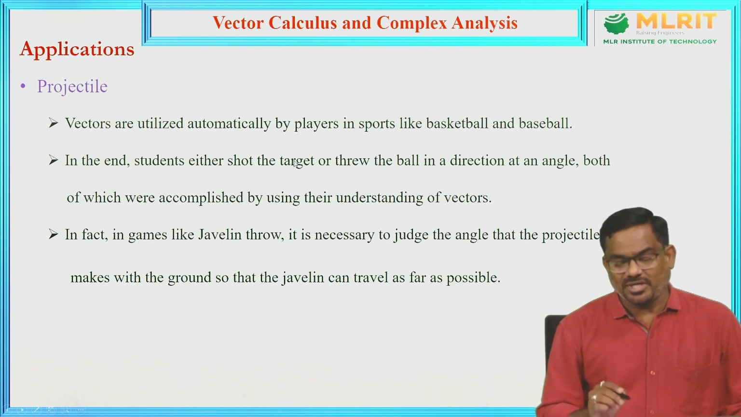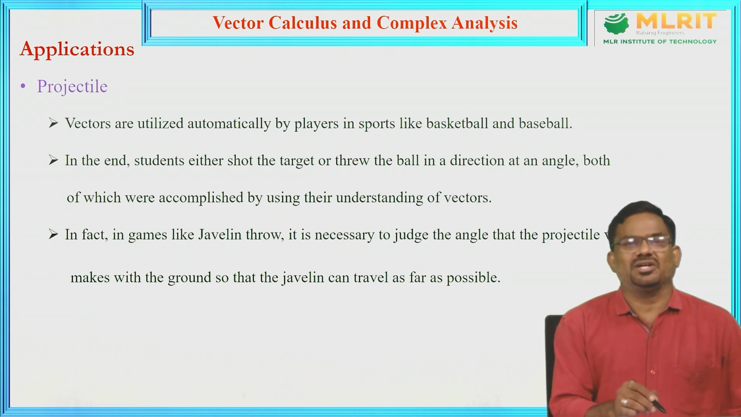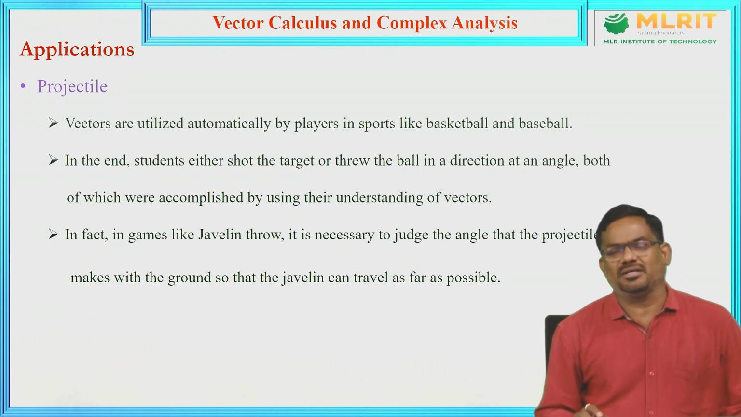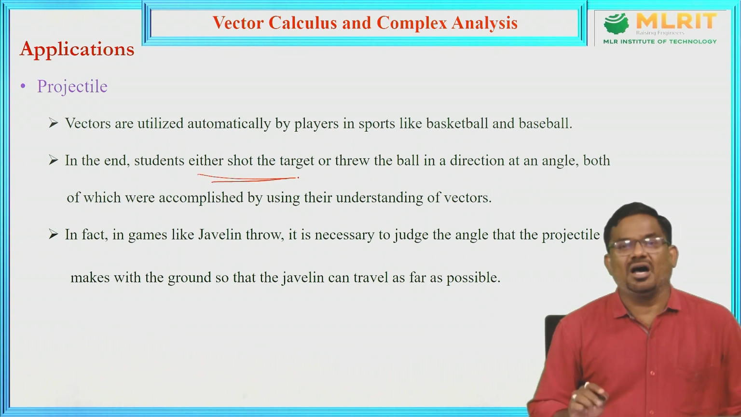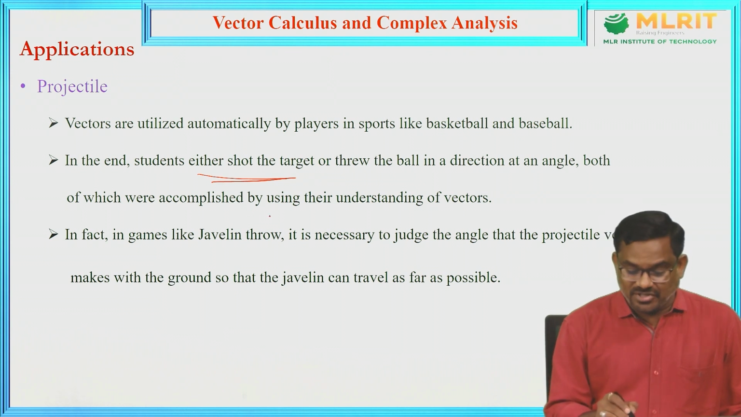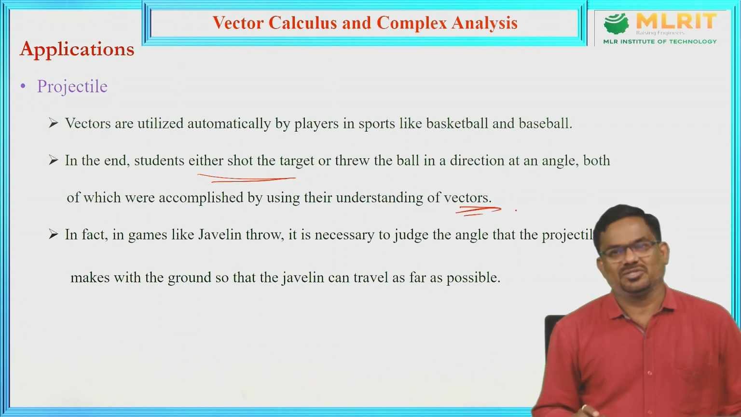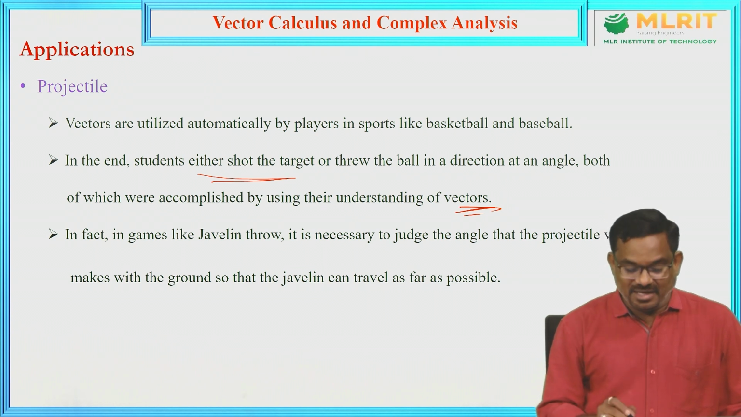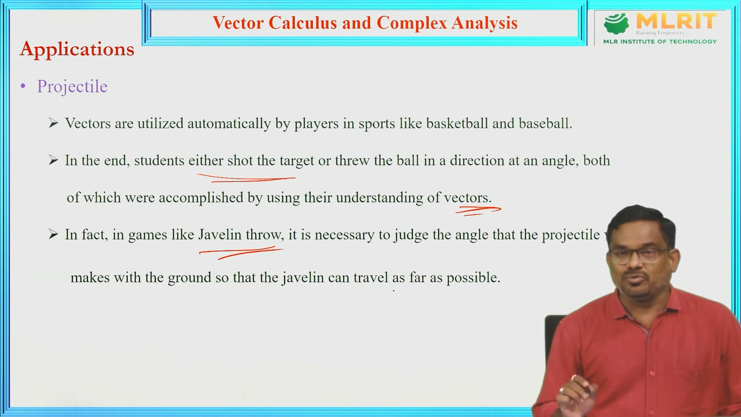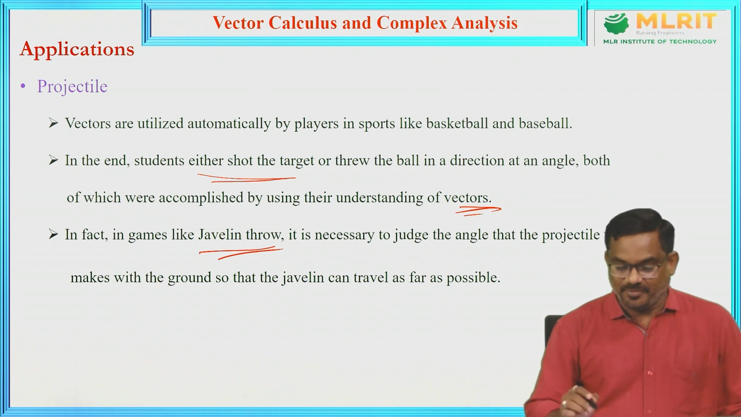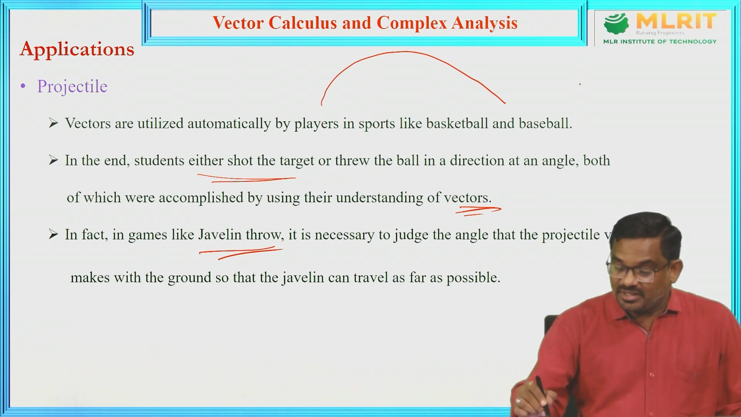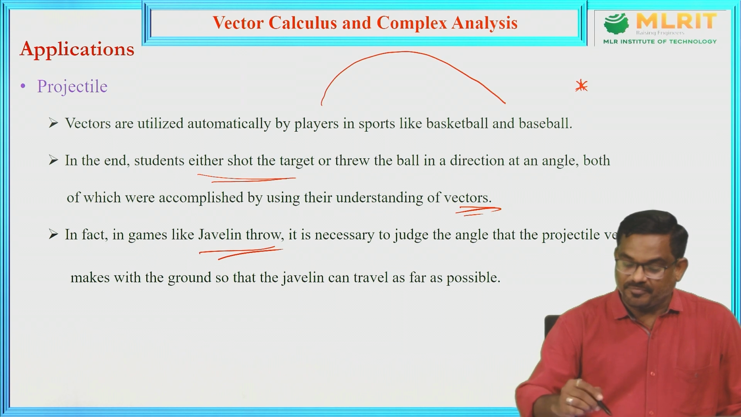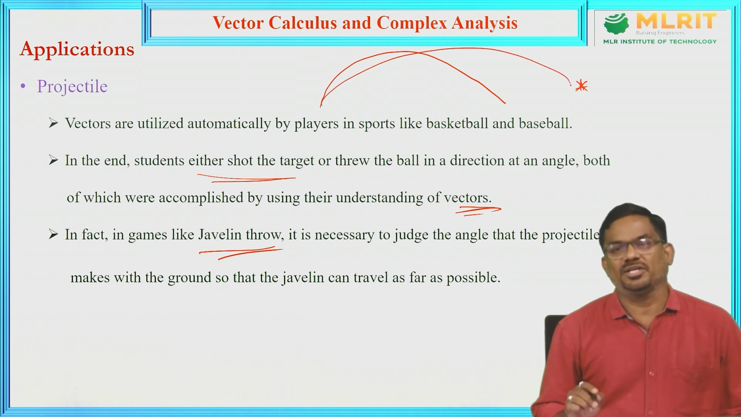And also projectiles. Vectors are utilized automatically by players in sports like basketball and baseball. Here the student either shoots at the target or throws the ball, which is accomplished using their understanding of vectors. So they can play with the knowledge of vectors. In fact, in games like javelin throw, it is necessary to judge the angle that the projectile makes with the ground. For example, to reach a particular position, what is the angle and how much force do we need to apply?